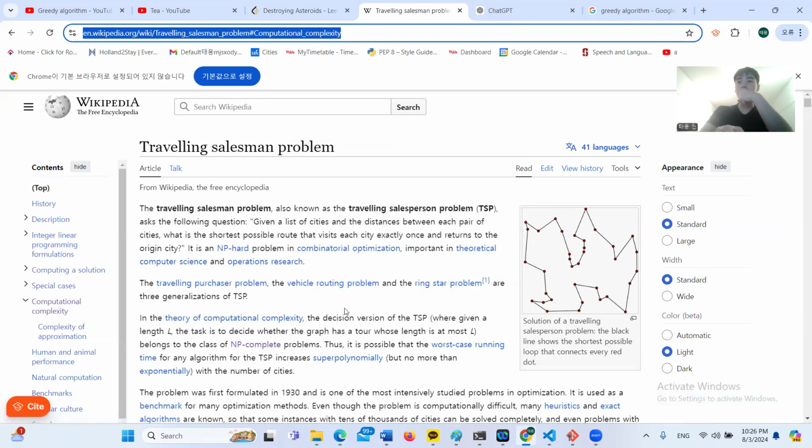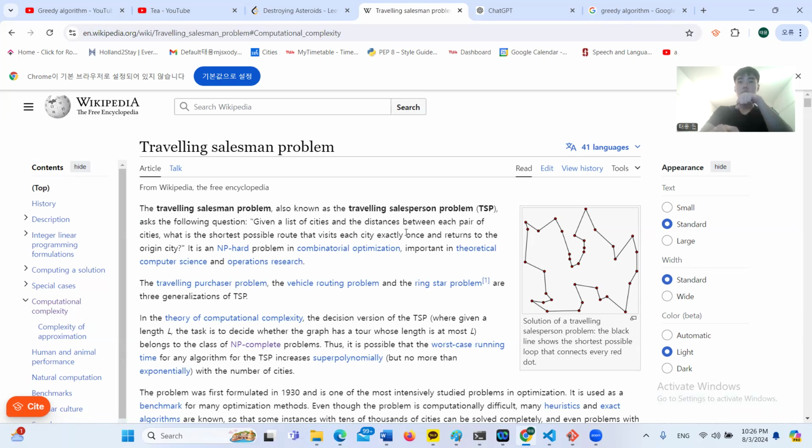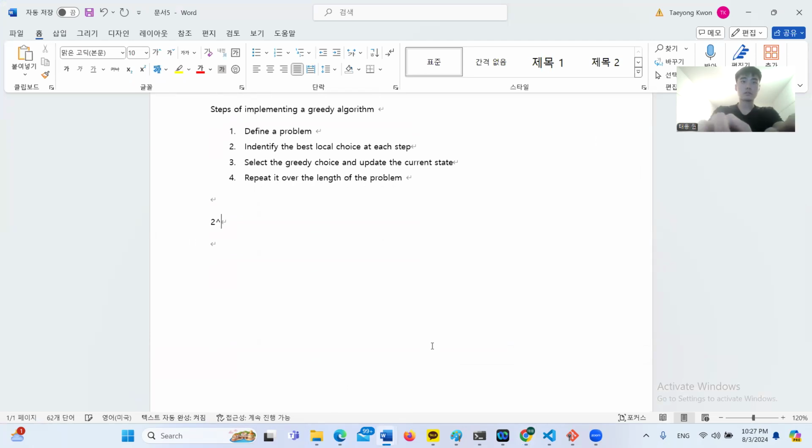But the thing with this problem is, given a list of cities and distances between each pair of cities, what is the shortest possible route that visits each city exactly once and returns to the original city? So while we have to find the shortest possible route, we have to visit every city. And to go over all these cities, the most correct proposed solution has a time complexity of 2 to the n square.